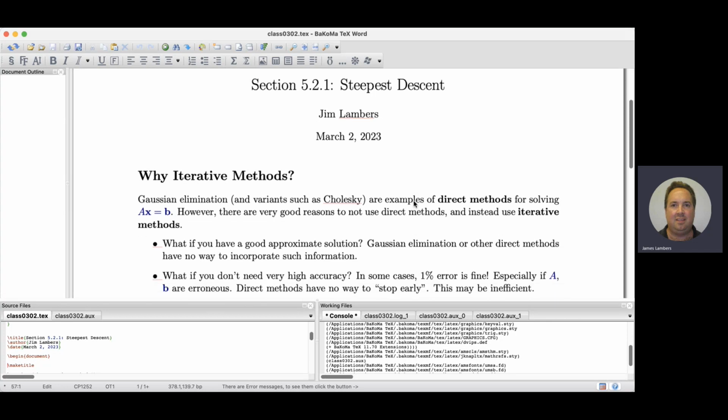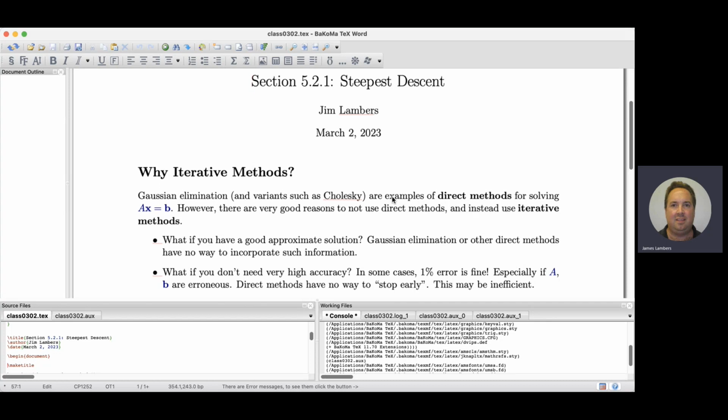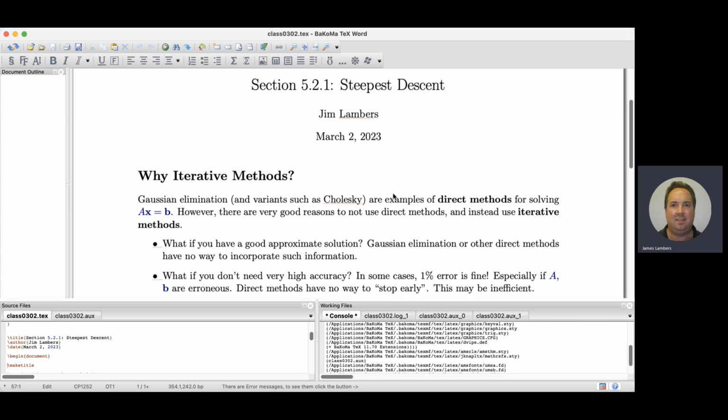Now, first, since we've been focusing so far only on direct methods like Gaussian elimination, I want to point out some reasons why iterative methods for Ax = b could be a very good idea, or put another way, what's wrong with direct methods. For example, if you're about to solve Ax = b and you already have some approximation to x, direct methods like Gaussian elimination have no way to take advantage of that. They're just built to start from scratch, no matter what other information you may have.